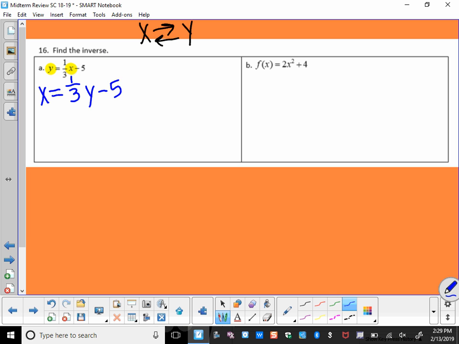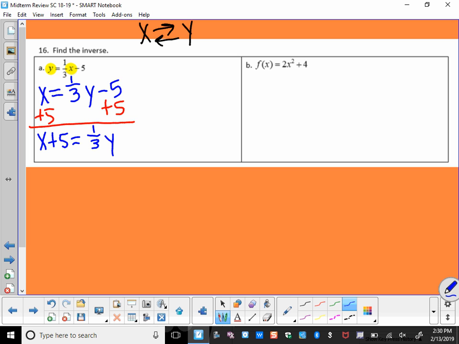How do I solve for y here? Yep. You guys are good at solving, so we're just going to add 5 to both sides. And I'm left with x plus 5 is equal to 1/3 y. That wouldn't be x. Nope, because we're adding it. We are multiplying it now.